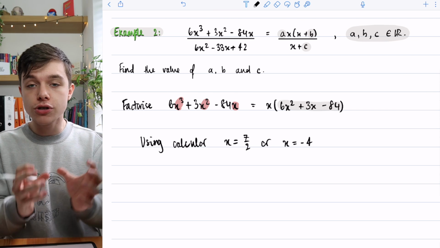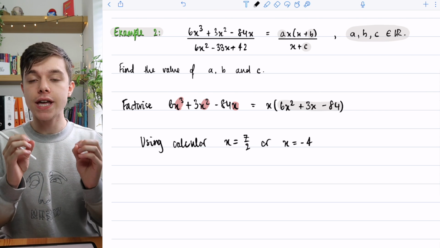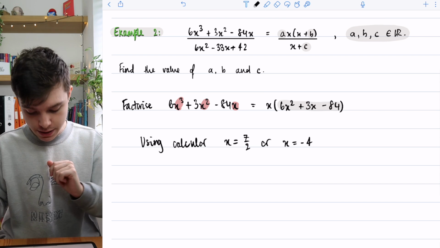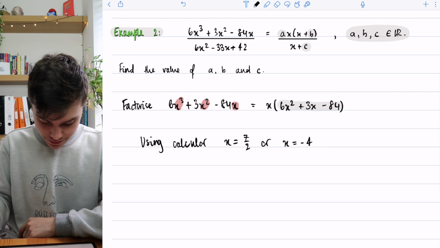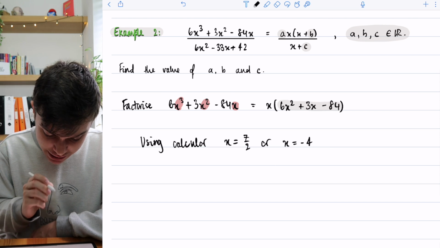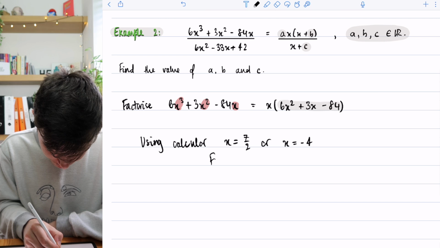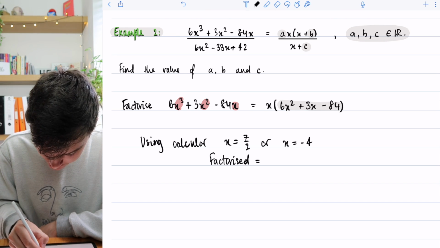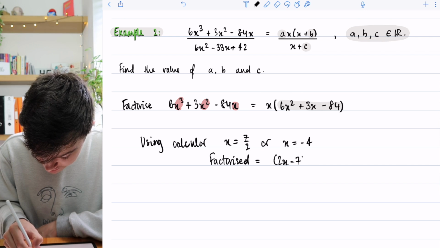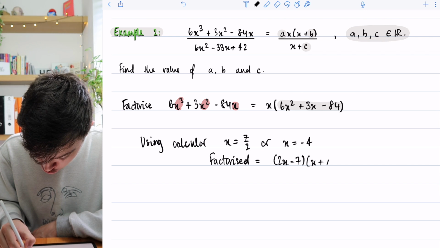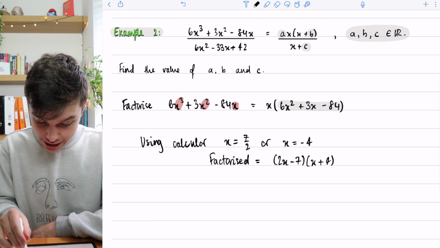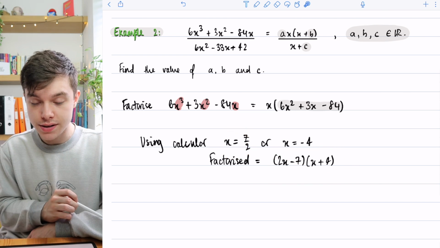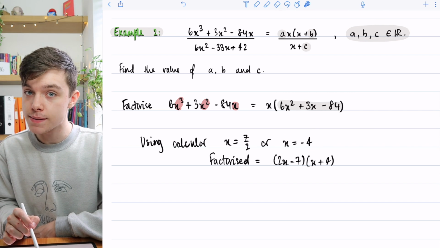And those two solutions come from when the two brackets of the factorised form of the quadratic are equal to 0. So, let me write this and explain. That means factorised, we have the two brackets 2x minus 7 and x plus 4. Because setting each of those brackets equal to 0 will give me x is equal to 7 over 2 and x is equal to minus 4.